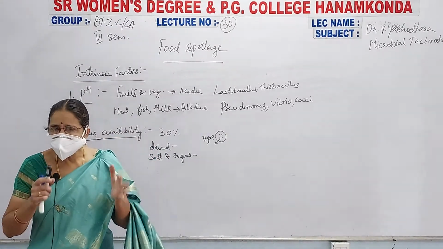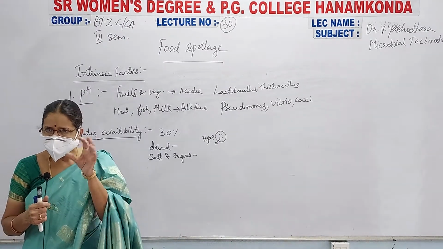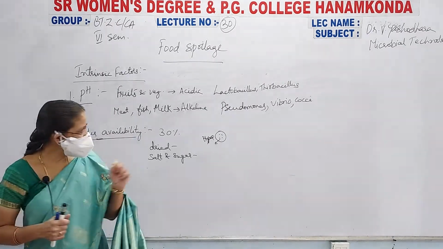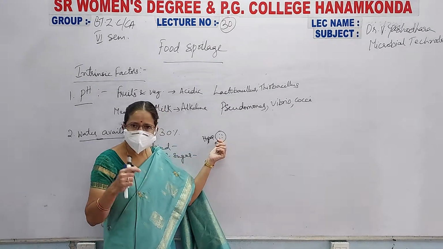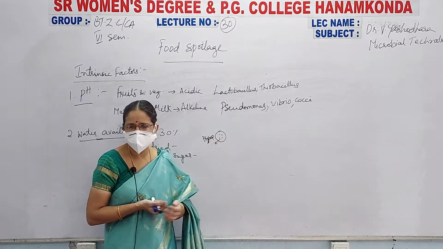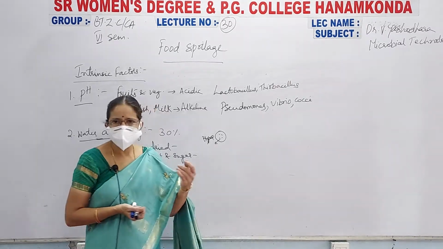Or in the food also, if 30% water is there, that water will come out and that will become a little bit dry in nature. So because of this, the food item will lose its water content because of the hypertonic nature of the salt or sugar. Immediately our food will be protected.